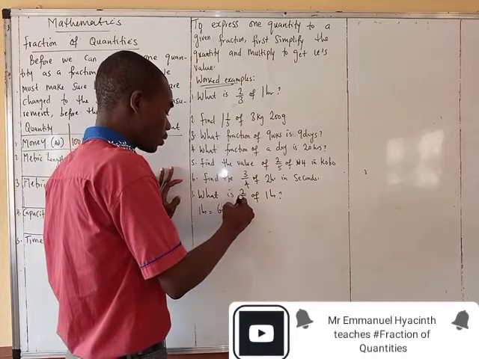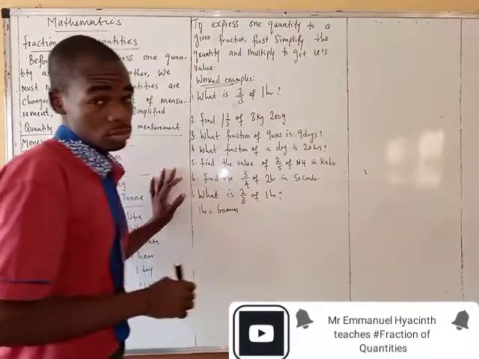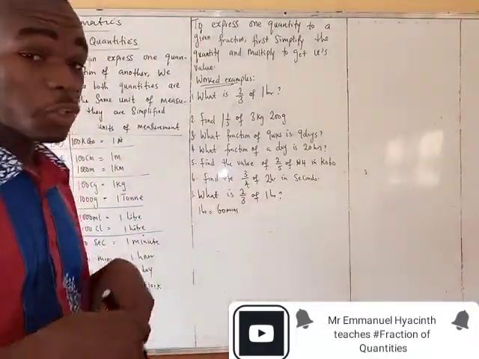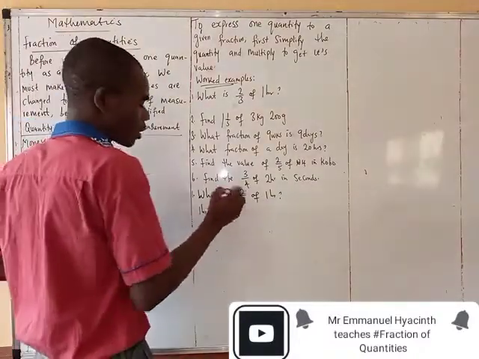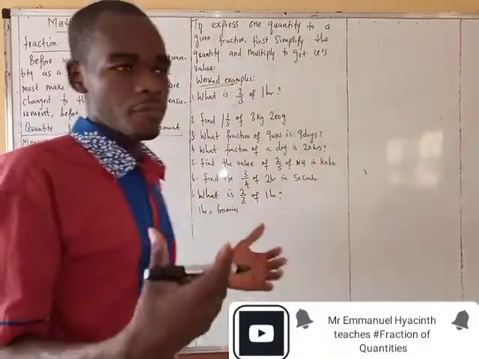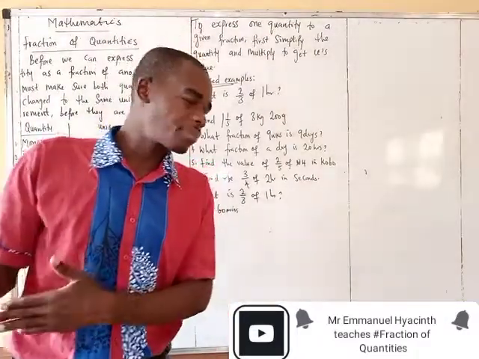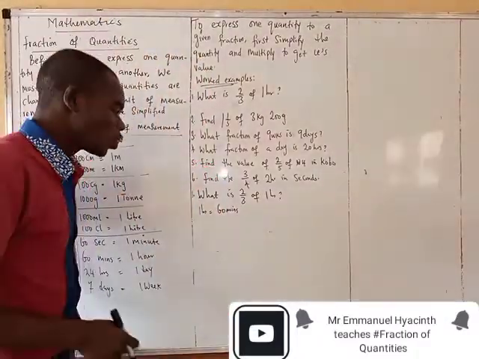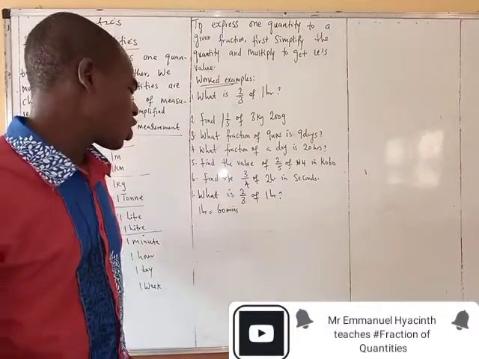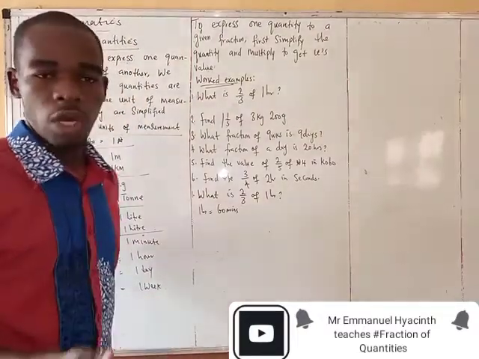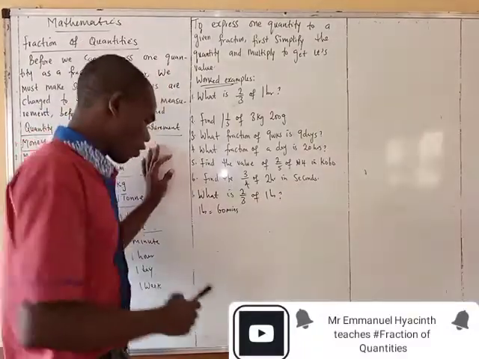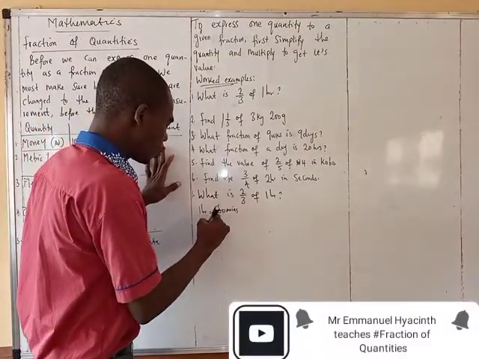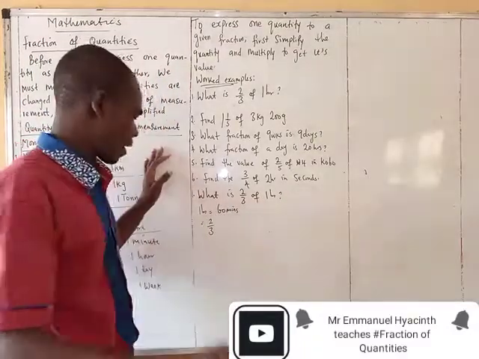60 what? Minutes. They will not tell you. If it's in an exam, they won't tell you that 60 minutes make 1 hour. That's why I said we are going to do another video on time series, so we can learn more. So what they're actually asking you to do is not 2/3 of 1 hour, it's 2/3 of 60 minutes. That's what I mean by simplify.